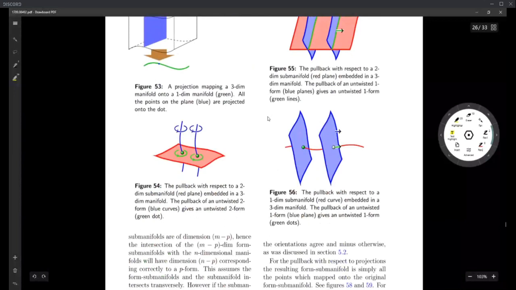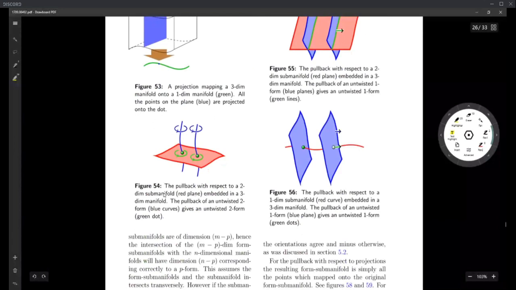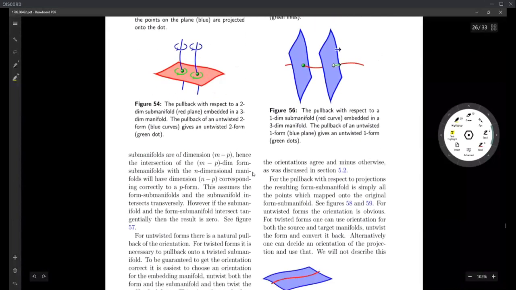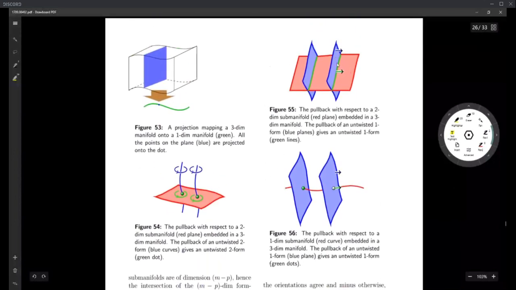So these images will give us a good picture of what it means. Projection mapping is just as we saw earlier. If you take the pullback with respect to a 2D manifold, which is a red plane, embedding onto a 3D manifold, well, you have an untwisted two-form, which is the blue curves here. I'm sorry, you'll end up with an untwisted two-form, which is a green dot. If you project this line on this 3D object here, you'll end up with a dot. Yeah. And there are a few more examples given here. If you pull back with respect to a 2D thing, again, it's all about intersections and it's all about what's perpendicular to what.